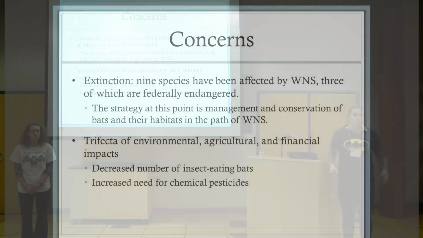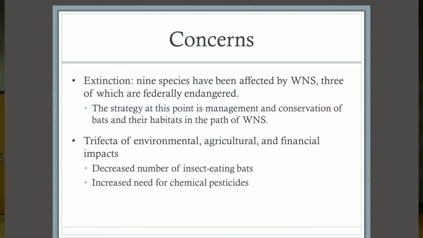So why are we concerned? Well, there's a possibility of extinction of bats. Nine species have been affected already, and three are already on the federally endangered list. The strategy at this point is to manage and conserve them, because there isn't a treatment that's effective enough yet.